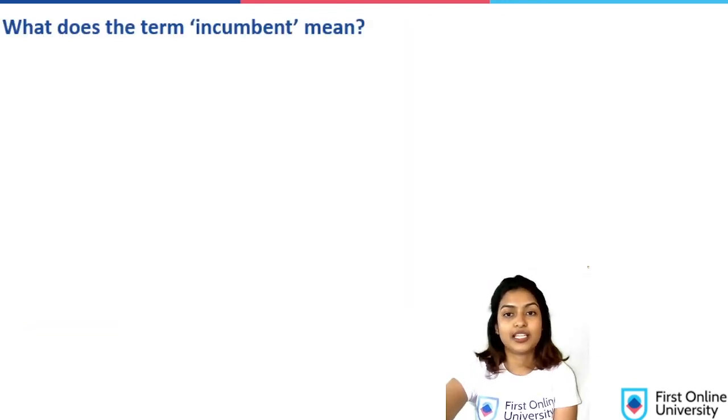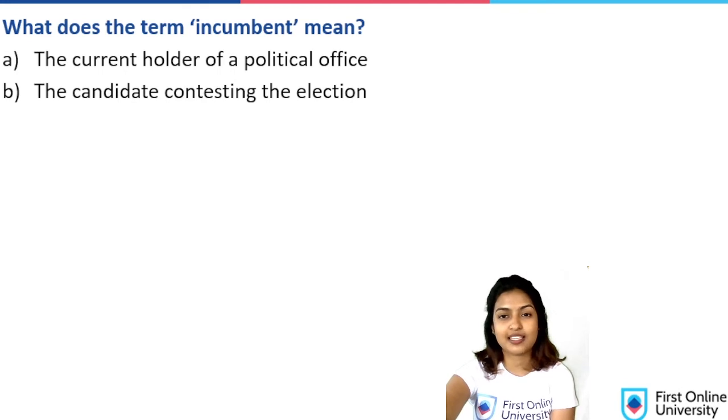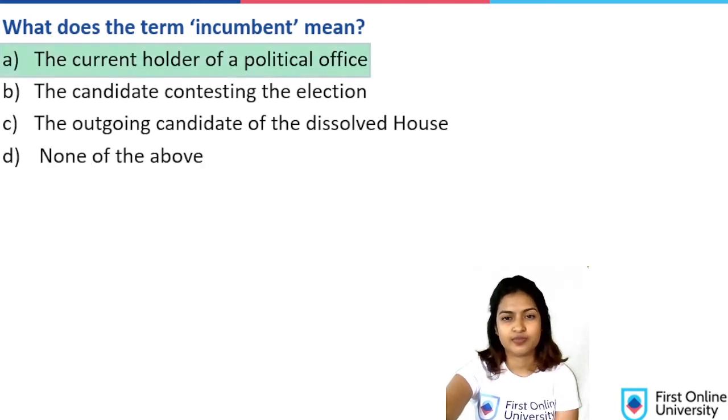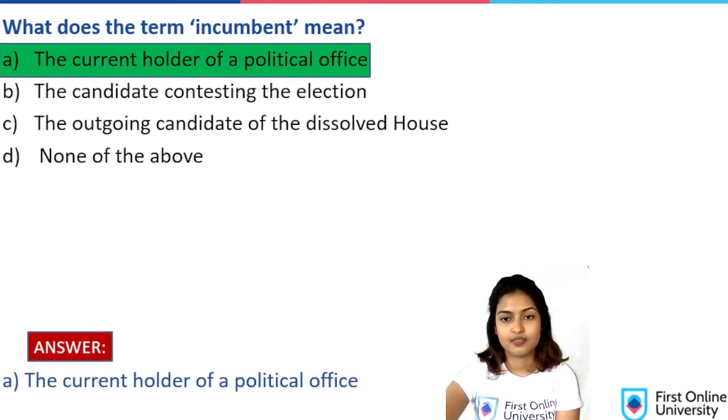What does the term incumbent mean? A. The current holder of a political office. B. The candidate contesting the election. C. The outgoing candidate of the dissolved house. D. None of the above. So, incumbent means the current holder of a political office.